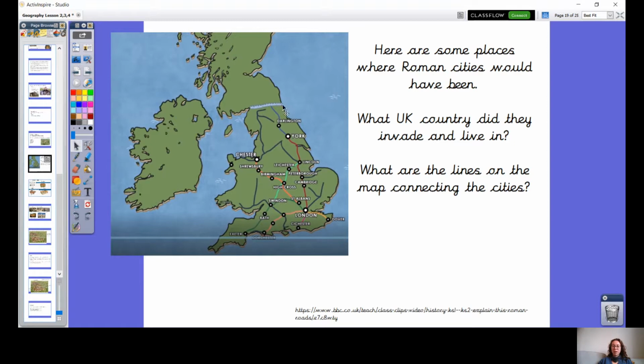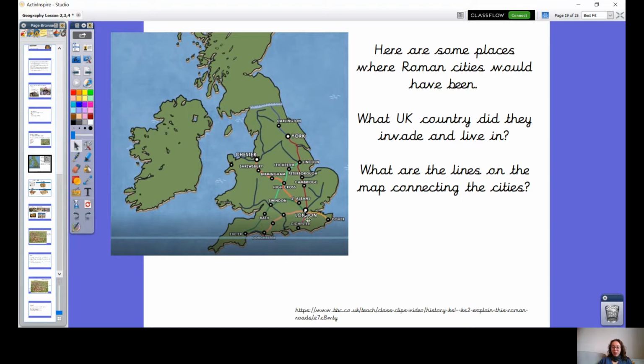Now, interestingly, there aren't any on this map up in Scotland. And there's a very interesting line here. I'm not going to go into that part of history today, but that might ring a few bells for you from some of our previous learning. You might know why there weren't Roman cities and towns in Scotland, and you might know what that line is.